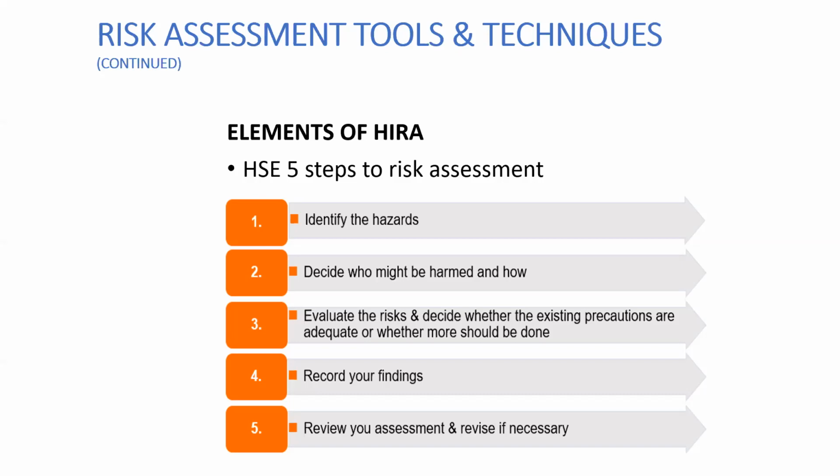Whether it is medium, minor, or higher, according to our calculation we are going to recognize it. We are going to determine how much the risk is, and then record your findings. If you have controlled the risk, it's okay. Whatever controls you apply, you record them, and review your assessment and revise if necessary.